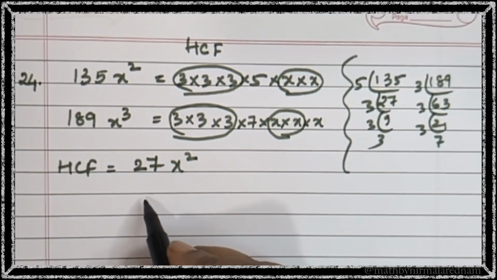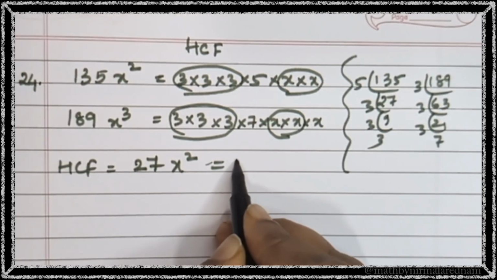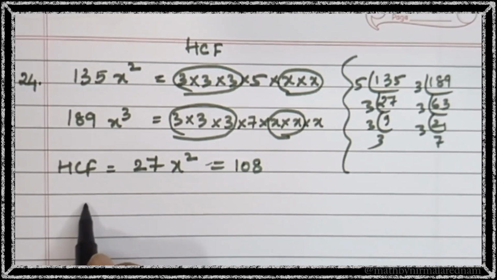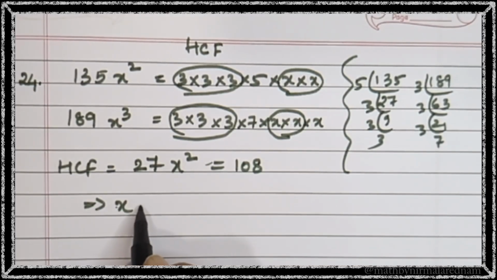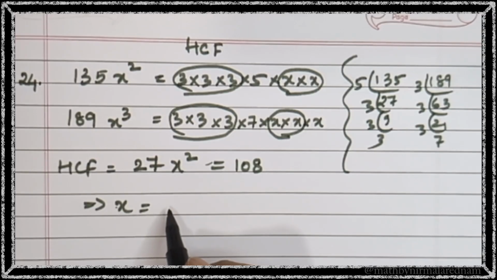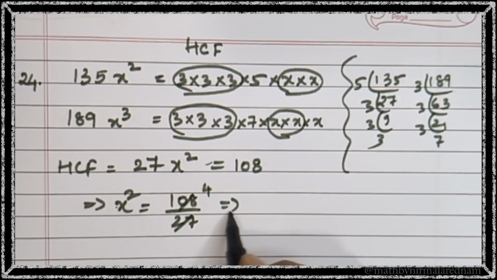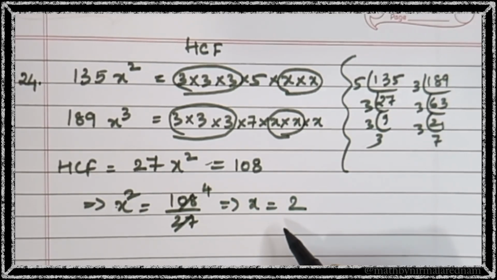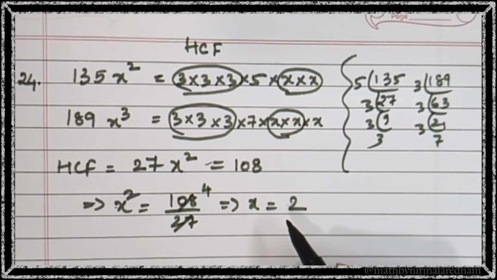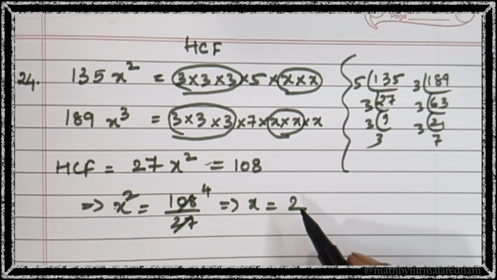This is the HCF. Now they're saying that this is given as 108. From this we can find out x, right? X is equal to 108 by 27 x square, which is nothing but 4. So x is equal to 2, right? So this is the value of x.